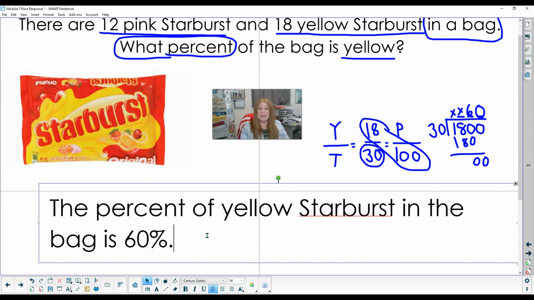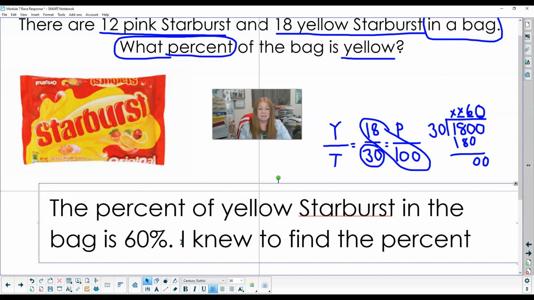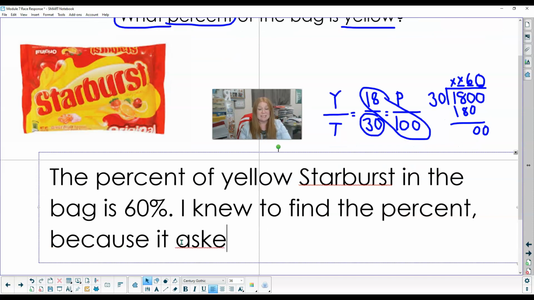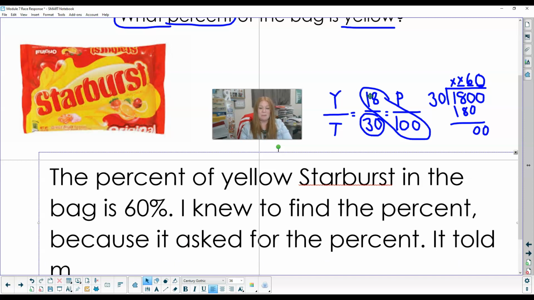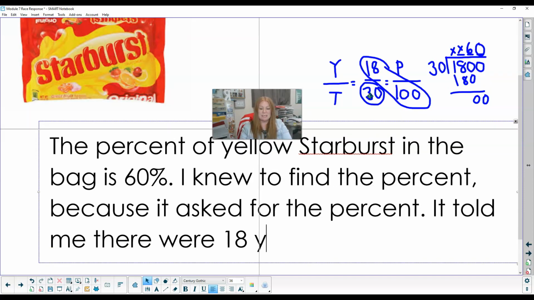So now I need to do C, and I need to come back and cite. How did I know what to do? So what words in here were helping me know what to do? I knew to find the percent because it asked for the percent. So that one's pretty clear. I knew I needed a percent because it said what percent. And so now how did I know this? It told me there were 18 yellow Starburst.